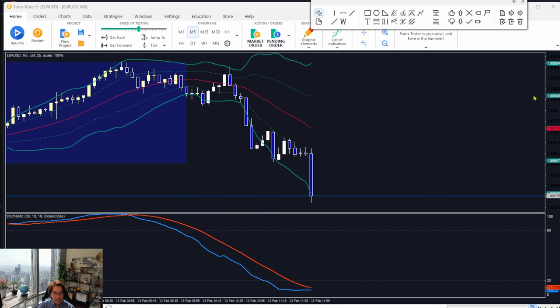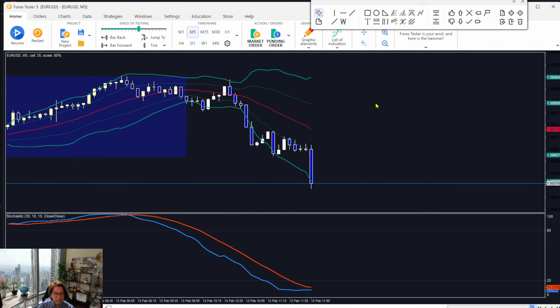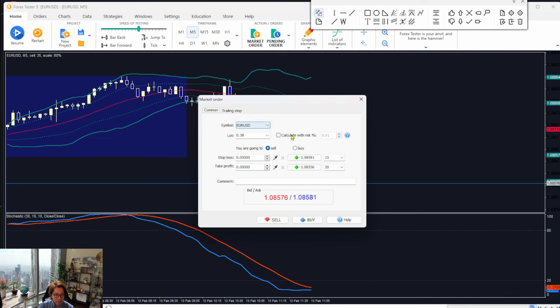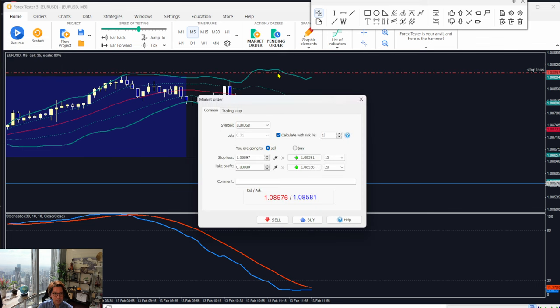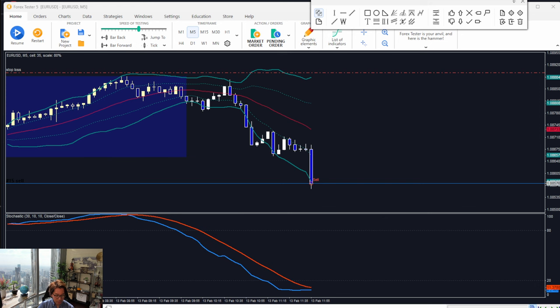So then, let's see, now I will put in the market order and I risk 1% to stop loss. In this case I would put the stop loss above here, which is 32 pips above my position, and sell. So now I sold my position here, and again, here is my stop loss.